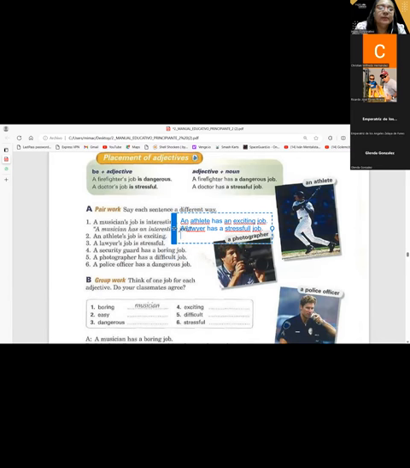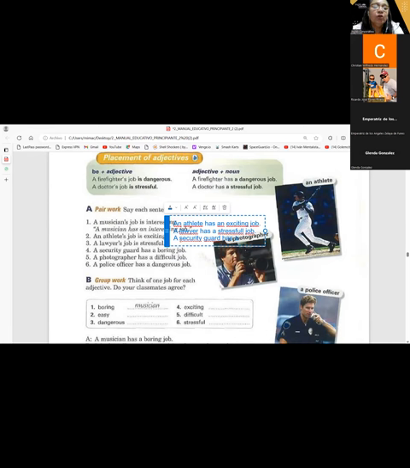What about a security guard has a boring job? Tell me the other way to say it. No, porque aquí nos está dando con has, entonces lo tenemos que escribir de la otra forma. A security guard's job is boring. Tenemos que fijarnos la estructura que nos da. Okay, because in the other one we have a photographer has a difficult job. So, a photographer's job is difficult.